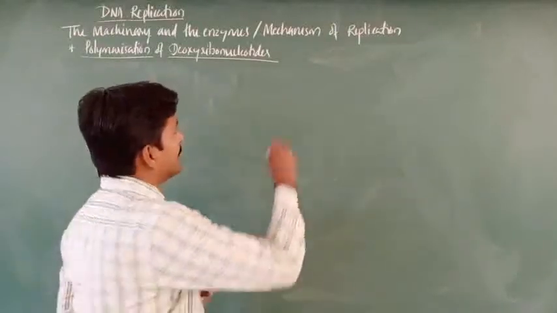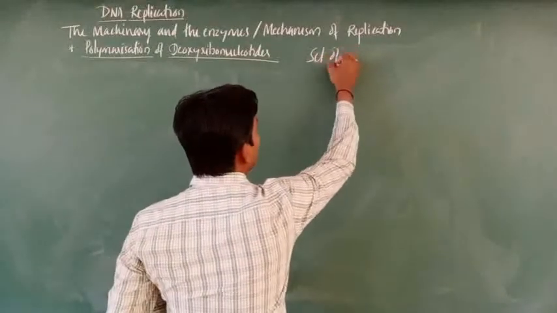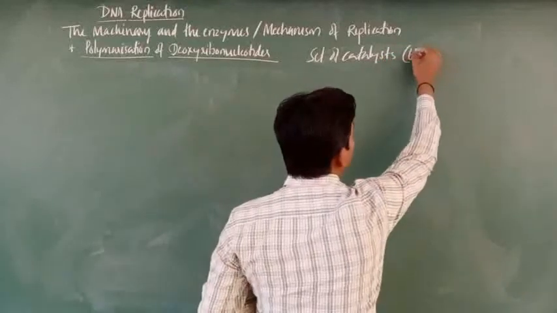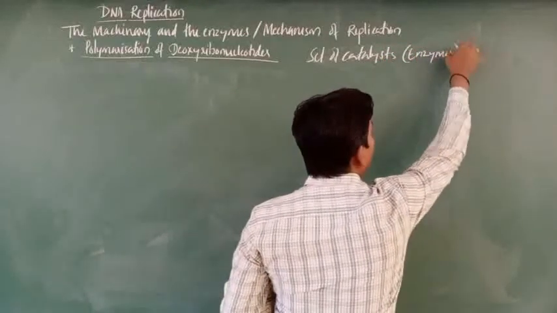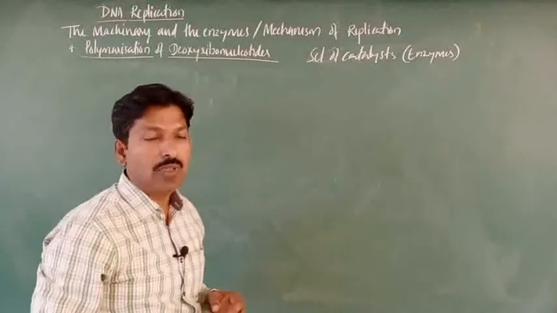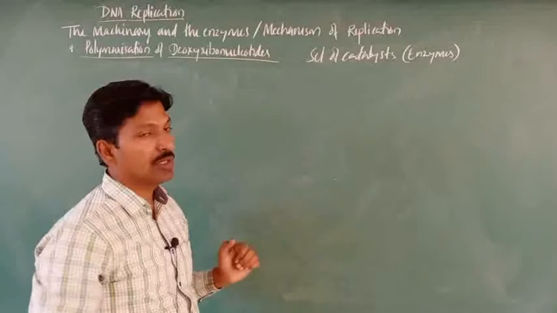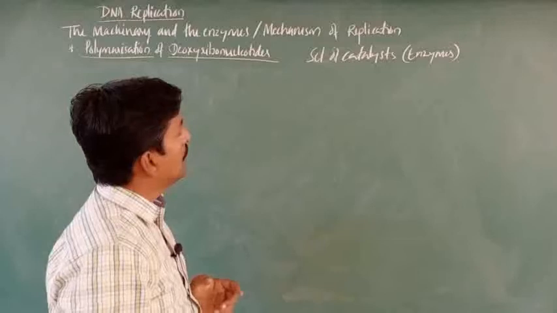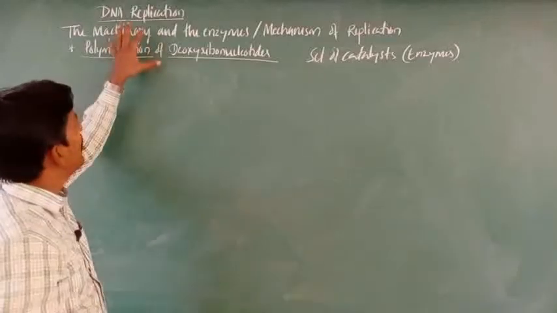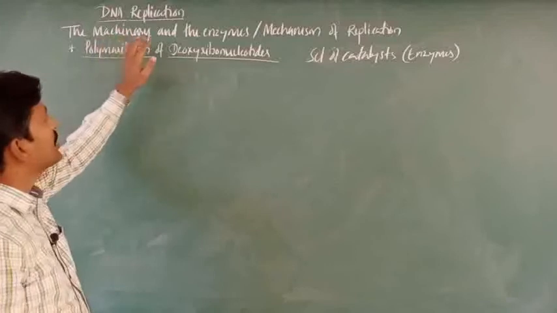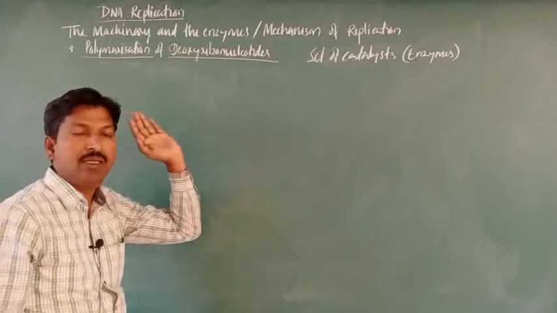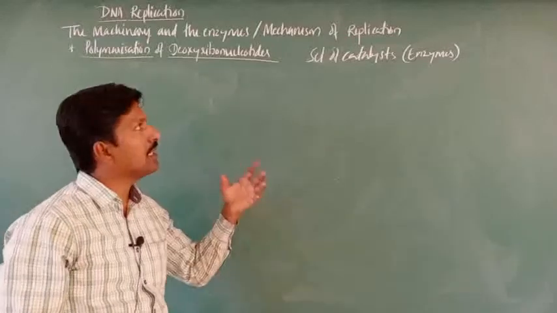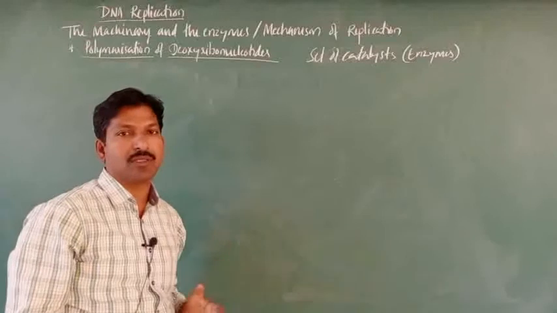of catalysts, what we call a set of catalysts. Catalyst here is nothing but enzymes, the enzymes which are involved in the replication process which we discussed in the previous video, right? Now let us discuss the main theme of the replication, that is the machineries and the enzymes. Here machineries means the mechanism. So with the enzymes, how exactly does the replication take place in the cell?